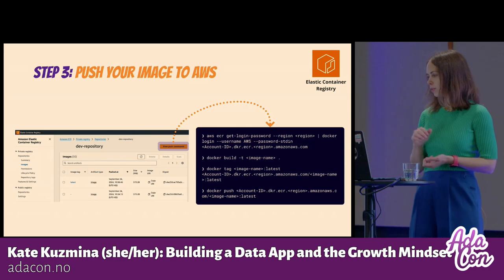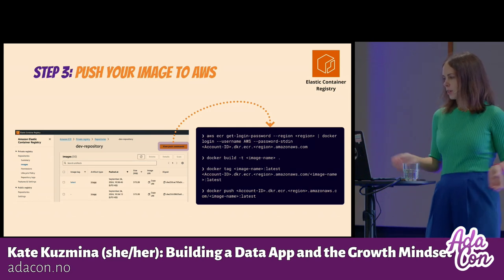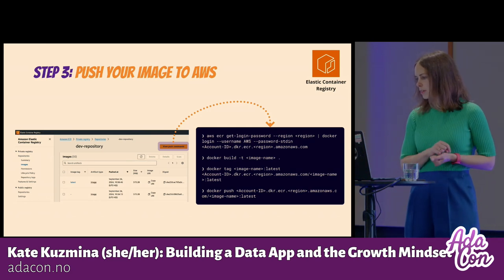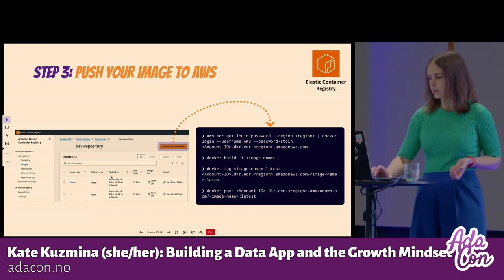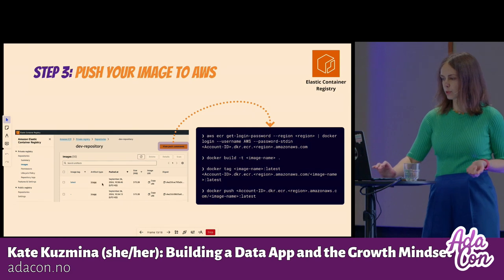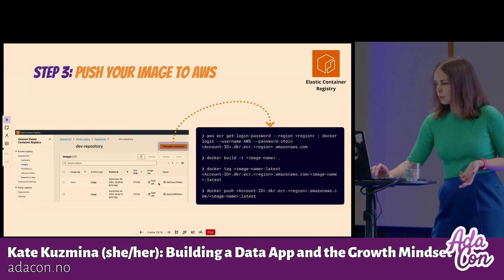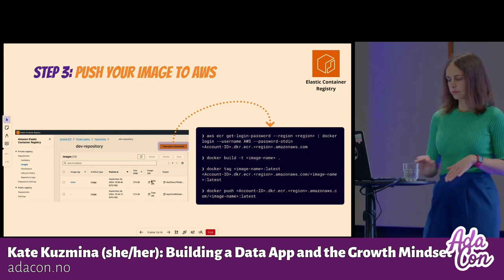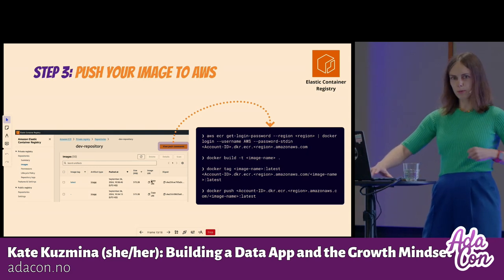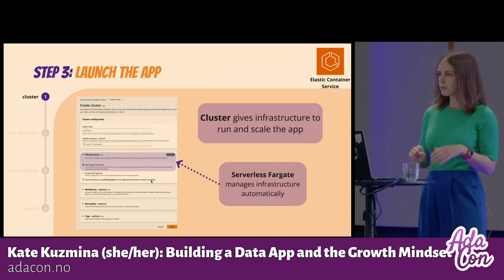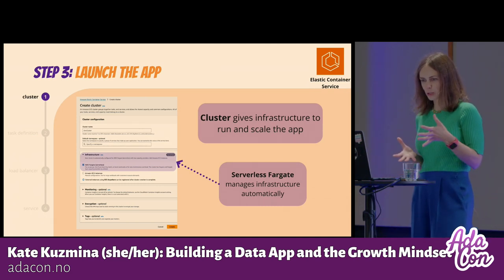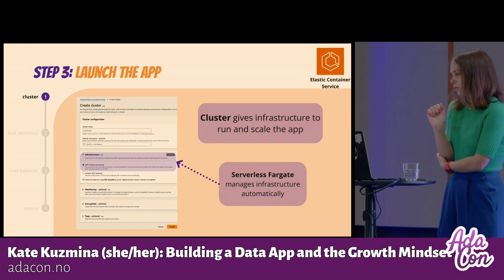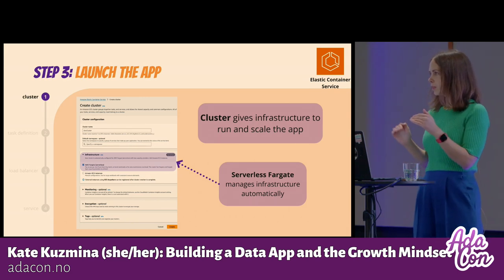So they will be pre-filled. Now you see placeholders, but they will be pre-filled. So you just go into AWS, you build your image, you tag your image, and you push your image. And then you would see it here. So you can check the timestamp that it's the image that was pushed just recently, and the image would have a special URI. Cool. So we have our image in AWS, and now we need to launch our app. So we want it to run. And there are four main components that you need to configure.